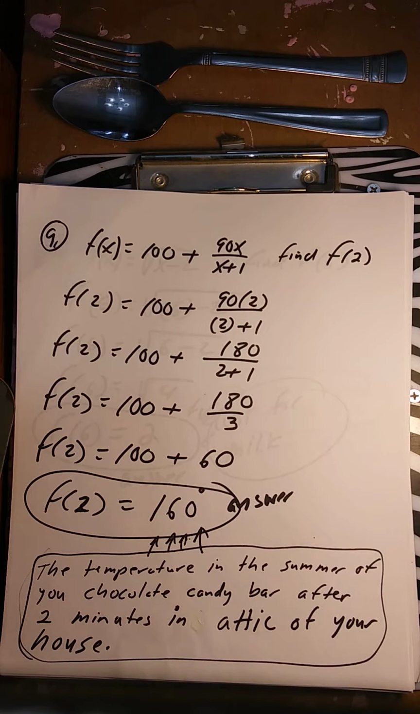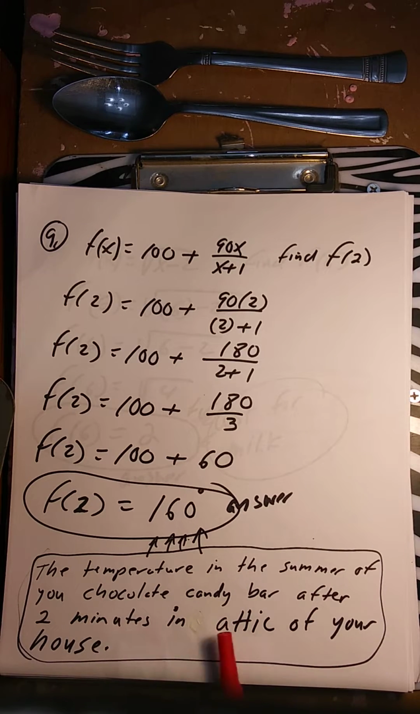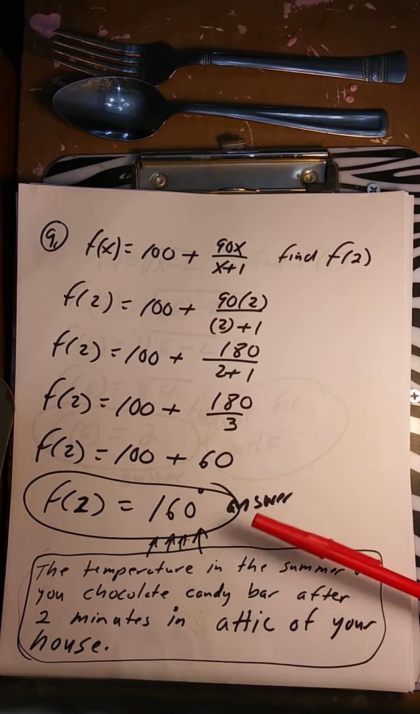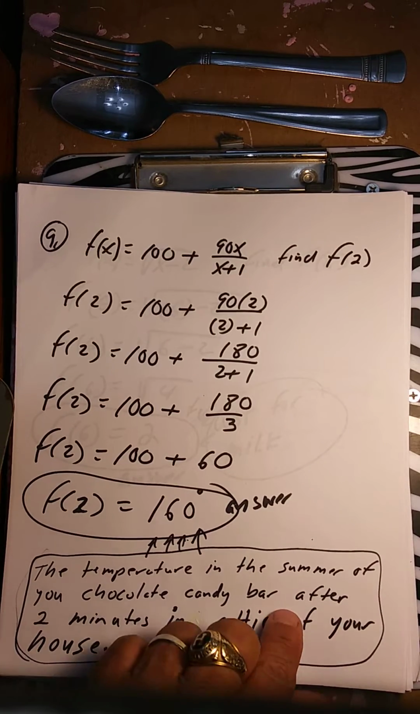So what is that like? Let's say you take a chocolate candy bar in your pocket upstairs, and you're working in the attic in the summer. So the temperature of your chocolate candy bar in your pocket, after 2 minutes in the attic of your house, is going to be at what? 160 degrees is that chocolate bar in your pocket.